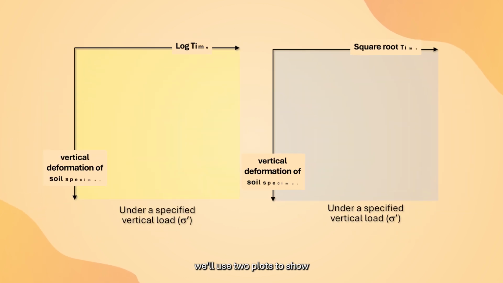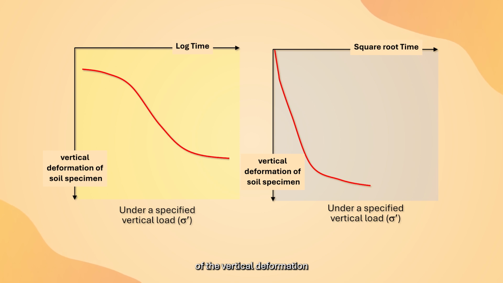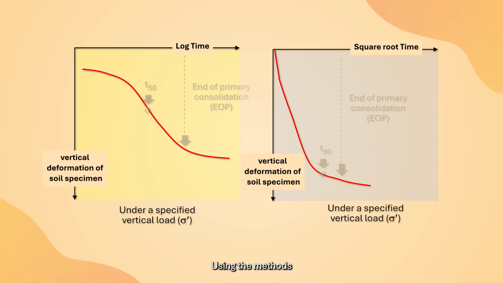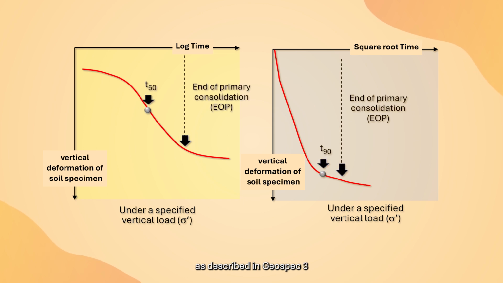During the test, we'll use two plots to show the real-time changes of the vertical deformation. One is a log time plot and the other is a square root time plot. By using the methods as described in GeoSpec 3, each plot can give a primary consolidation period, and we take the longer one as reference to stop this stage of the test.